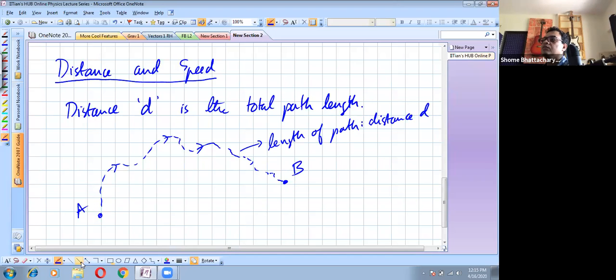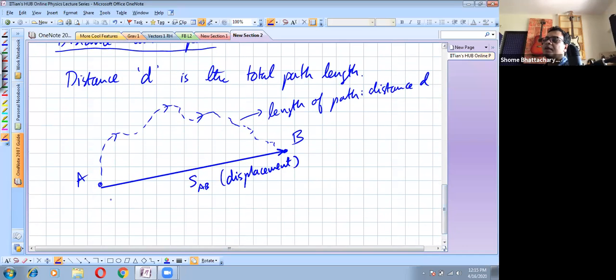Whereas we all know that as far as the displacement is concerned, displacement is just this straight line. So the displacement from A to B is this, which I can call SA. This is the displacement. So as you can see, in general, unless a particle or a body travels along a straight line, the displacement always has smaller magnitude compared to distance.